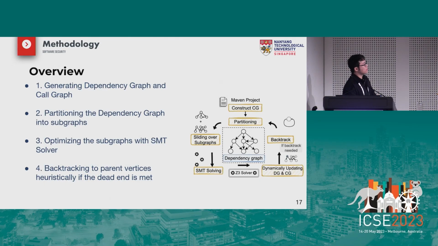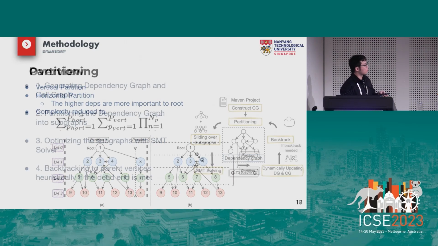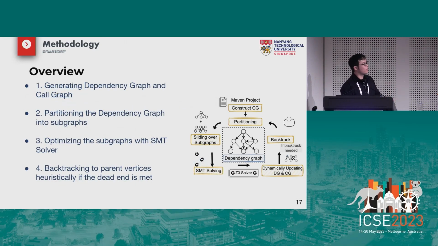And here's the overview of our tool. We first generate a dependency graph and a call graph for the reachability analysis, and then we partition the dependency graph into subgraphs to reduce its complexity. Inside each subgraph, we use the SMT solver to optimize the objective. In case of any dead end, the tool will backtrack to the previous nodes in the dependency graph to attempt other potential solutions.